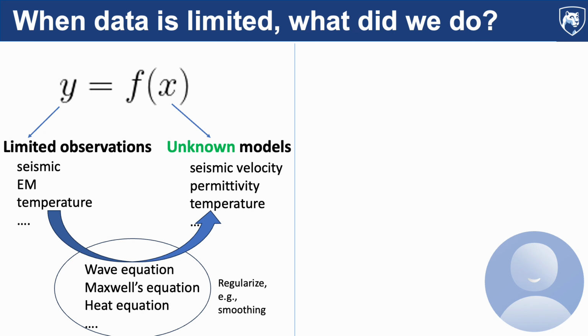So how did we deal with this problem in the past? If I formulate my problem as y equals f(x), when you have limited observations, you want to estimate an unknown model, a subsurface model, for example. So we have to rely on the physical laws we studied in past decades. And then we can add a regularization, for example smoothing, in the inverse problem to get a reasonable solution.